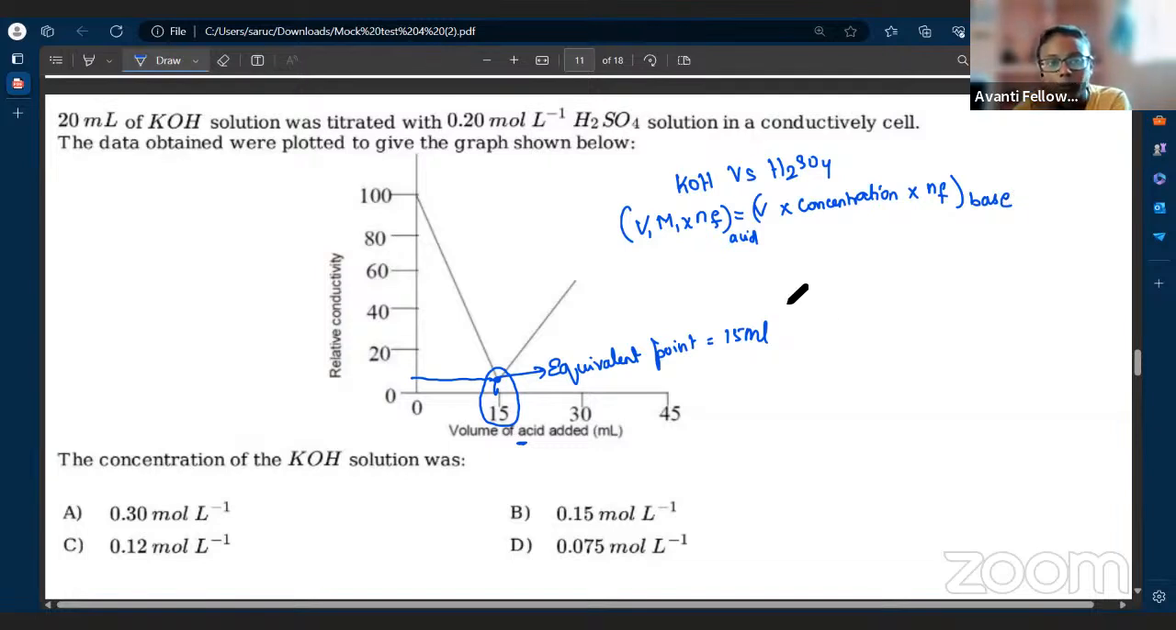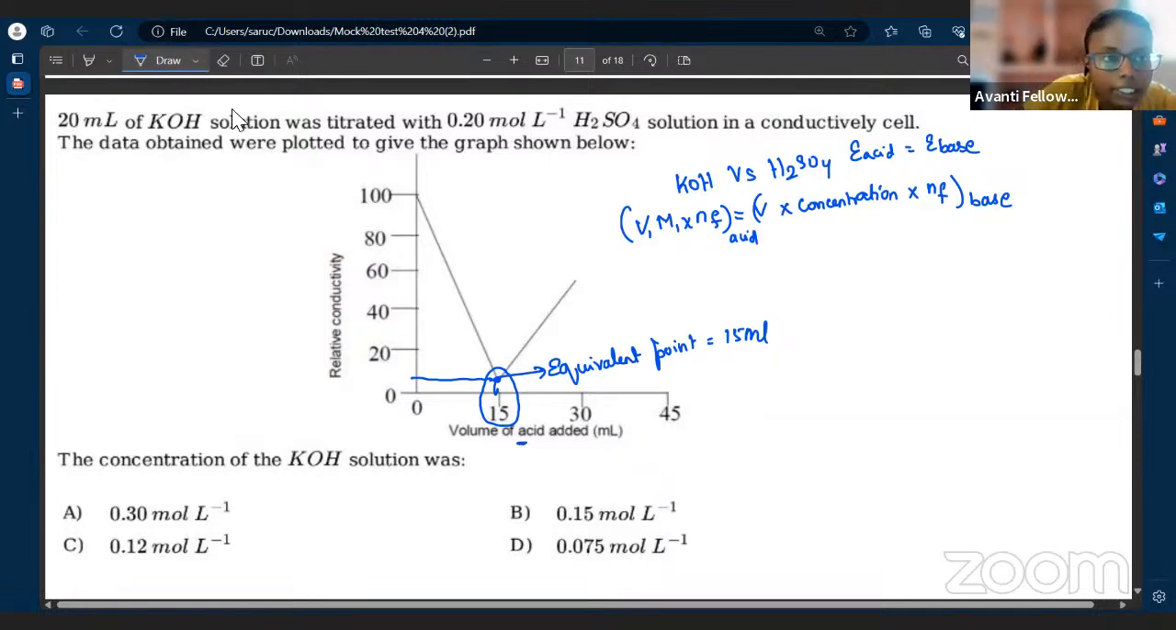All the data is in the question. Just solve and give the answer. What you are going to do over here is: equivalents of acid equal equivalents of base. Yes, very good. It is option A. Option A is the right answer.